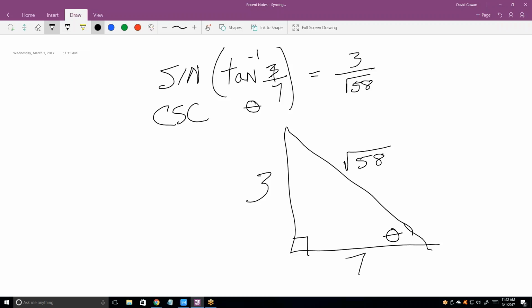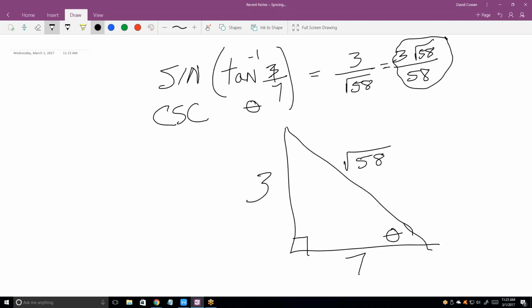It would be 58 over 3, or root 58. And that's why they don't much care about rationalizing it. Because if I had to go to all the trouble to rationalize that, I would get 3 root 58 over 58. And now I can't really simplify that, so that would be my answer.